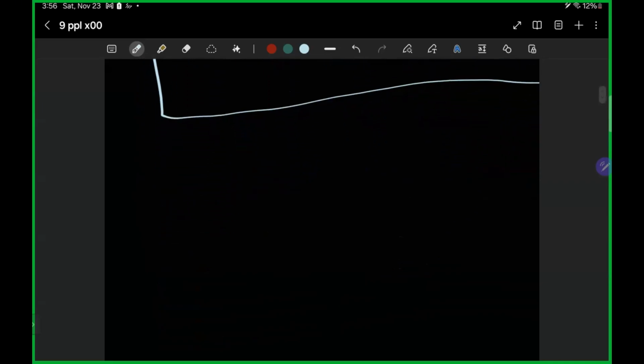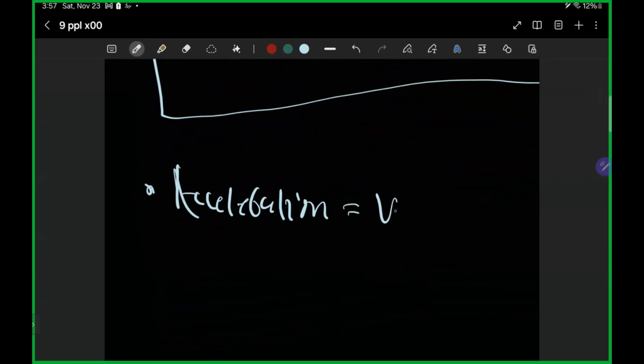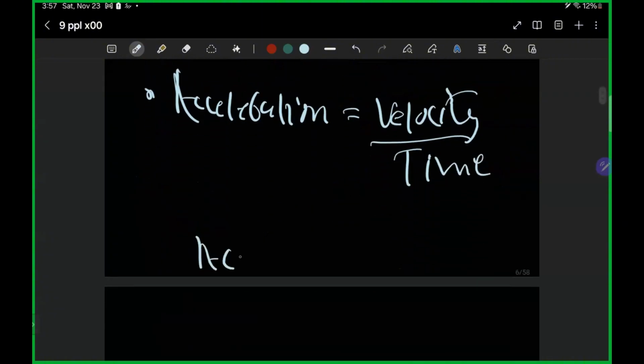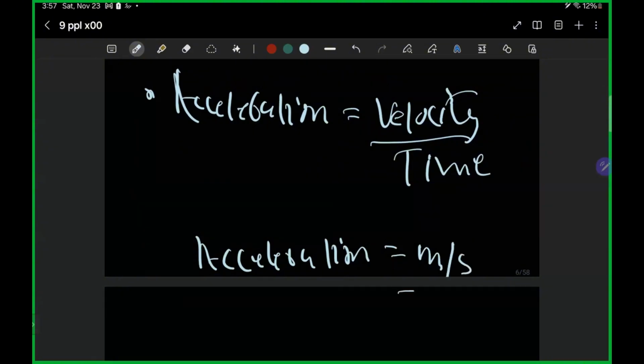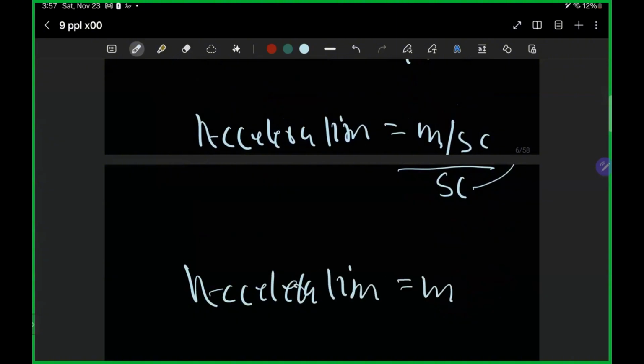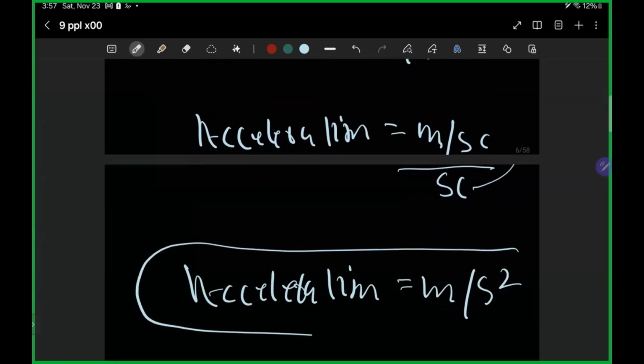Now let's go to the next quantity, which is acceleration. What is the formula for acceleration? It is equal to velocity over time. As discussed earlier, the unit of velocity is meter per second. So we can show meter by m and second by s. When we divide it by another second, that second will be multiplied by second. So the unit of acceleration is nothing but meter per second square.